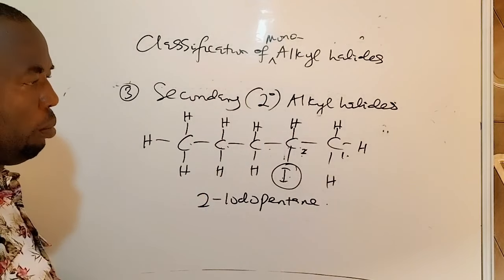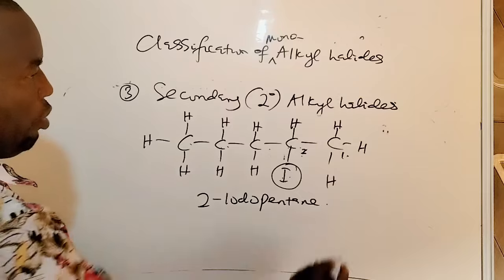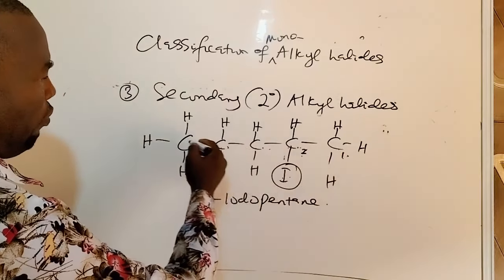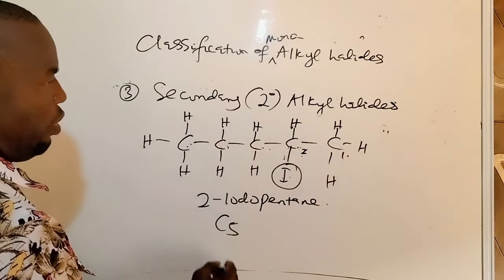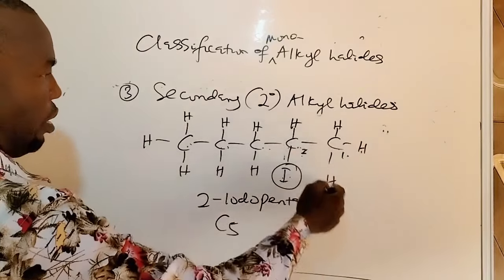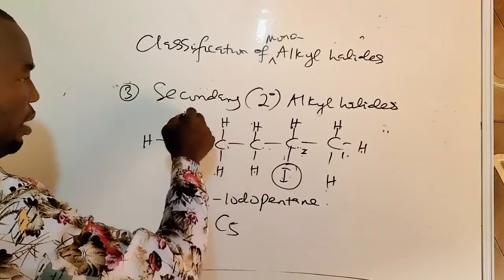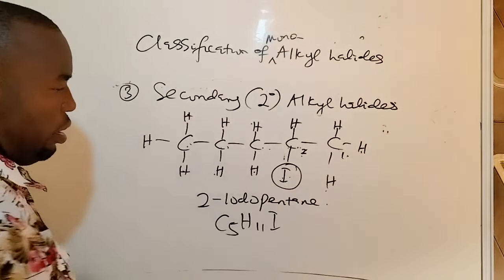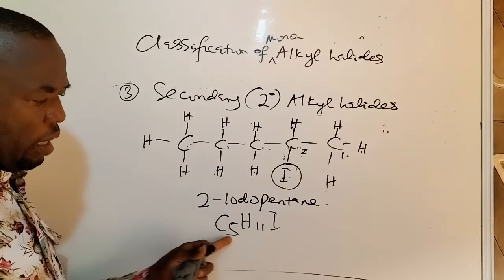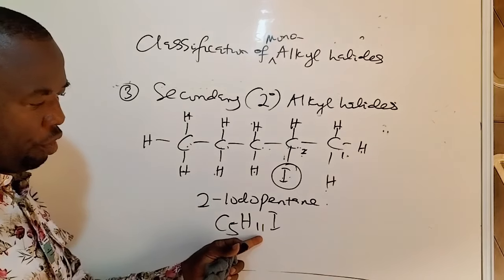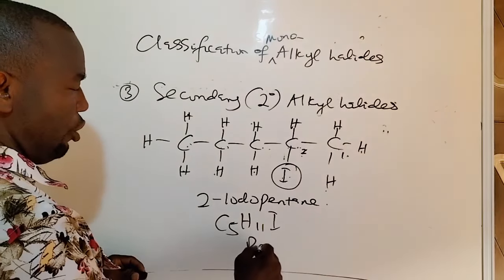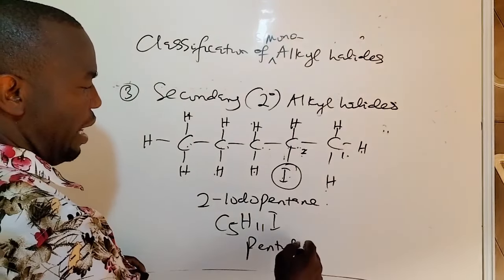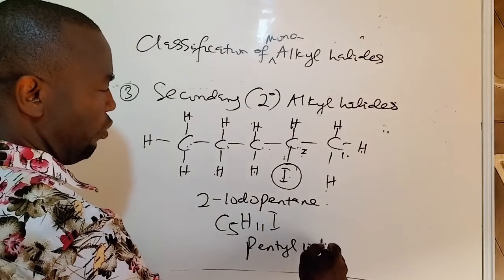Then if you want to give the common name, if you count the whole carbon, 1, 2, 3, 4, 5, C5. The hydrogens, 1 to 11, H11, and then iodine. This is an alkyl group. So this is pentyl. So pentyl iodide. That's how the common name will go.